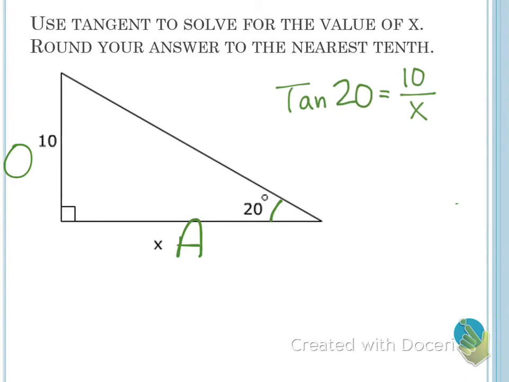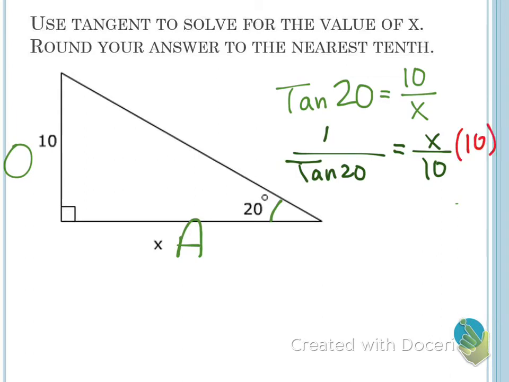All right, so is this written in such a way that I can just multiply both sides by 10? No. What do I need? Where do I need the 10 to be? On the bottom. So I'm going to flip both sides so that 10 can be on the bottom. We're going to multiply both sides by 10 to get rid of the fraction on the right side.